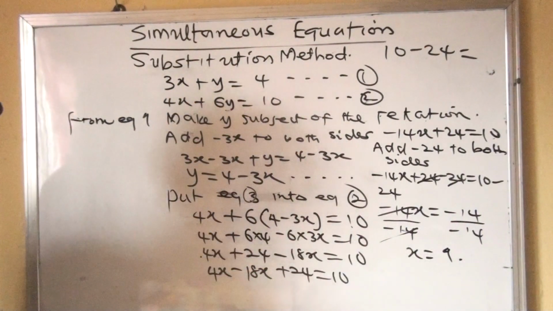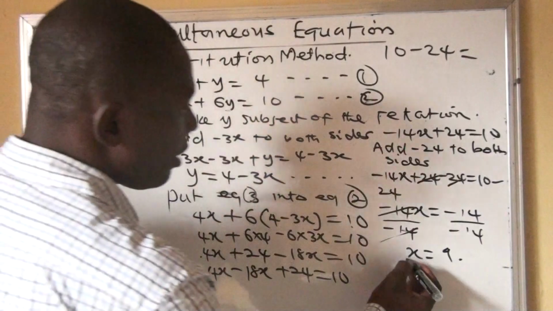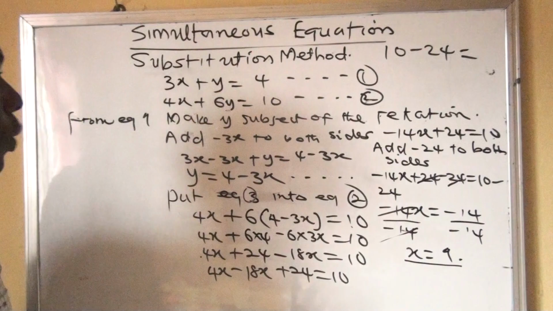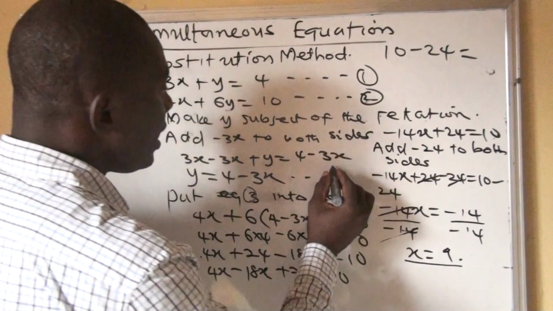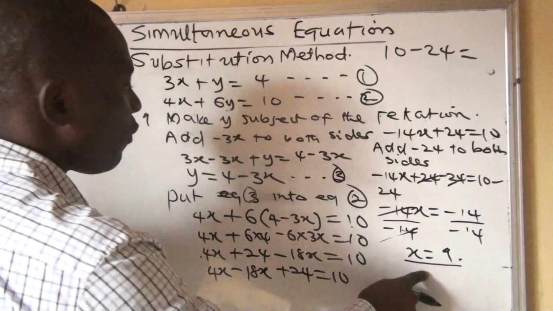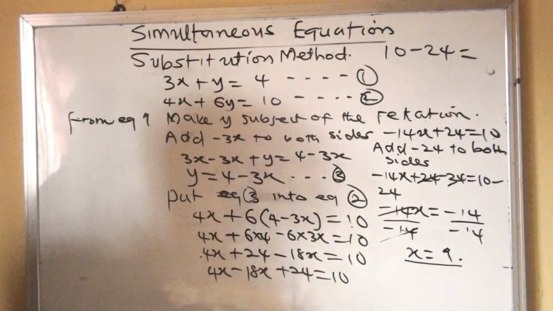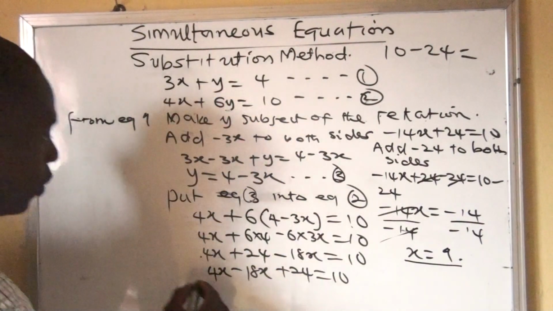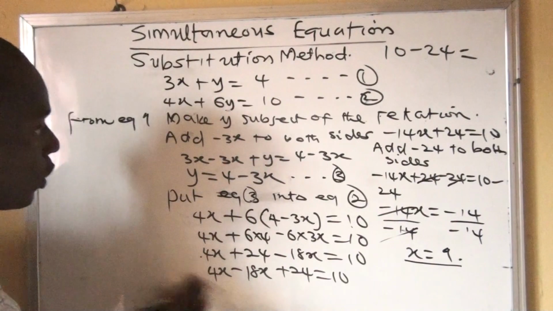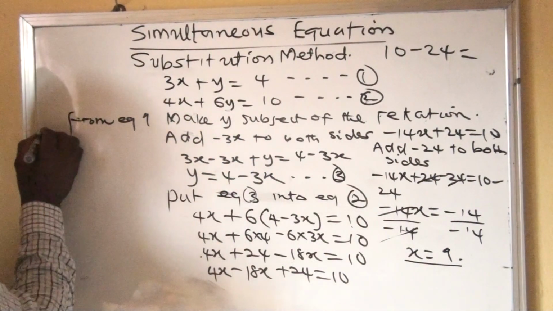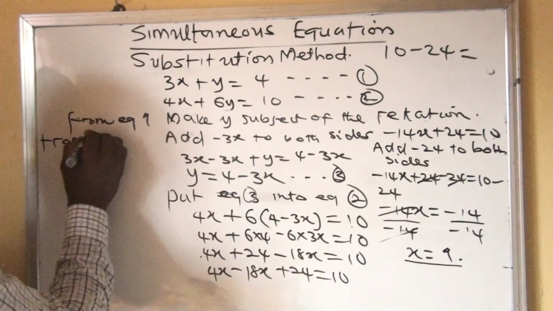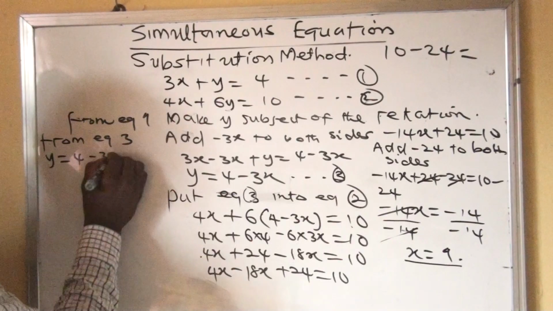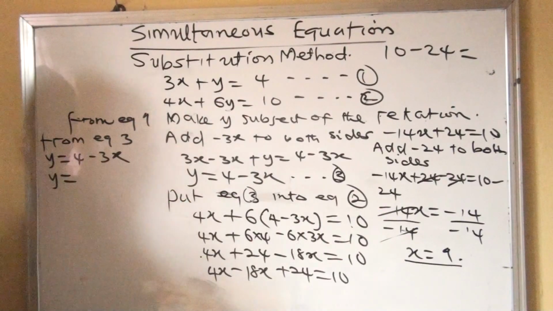Okay. Now having obtained the value of x to be 1, what you need to do is come back quickly to equation 3 and put the value of x in equation 3, so that the value of y can easily be obtained. So you say y, from equation 3, we said y is equals to 4 minus 3x. So we know that the value of x is now 1.